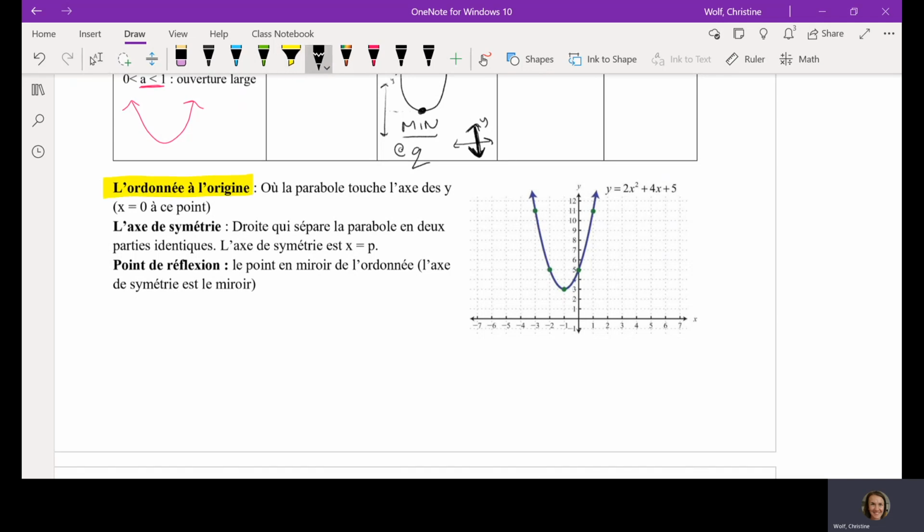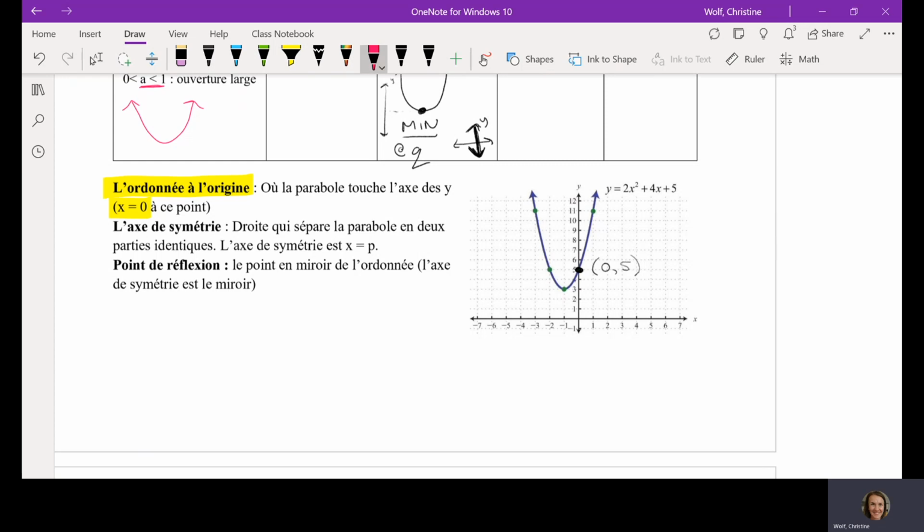L'ordonnée à l'origine, c'est où la parabole touche ou coupe l'axe Y. So, comme par exemple ici, ça c'est où la parabole touche l'axe Y. So, ce point ici, ça c'est le point X est 0, Y est 5. And actually, we've done it before in this course too. Quand on parle de l'ordonnée à l'origine, on sait que X égale 0 à ce point.